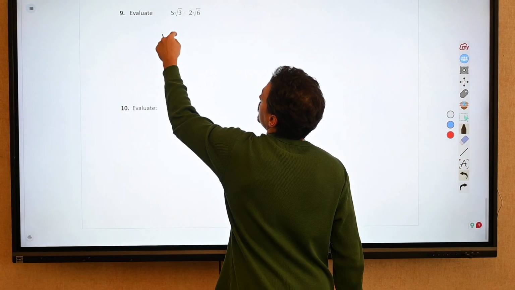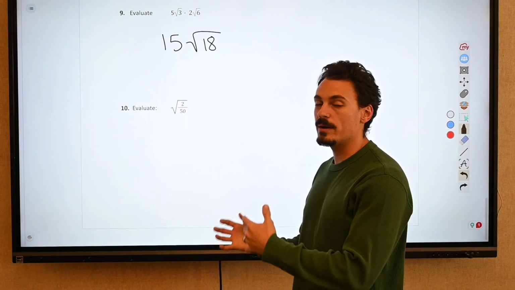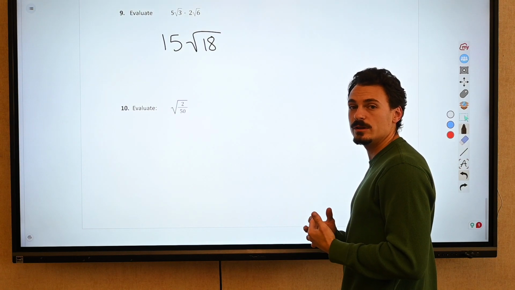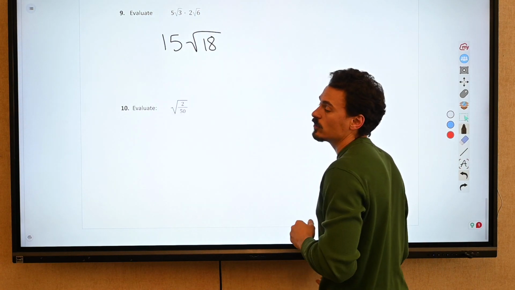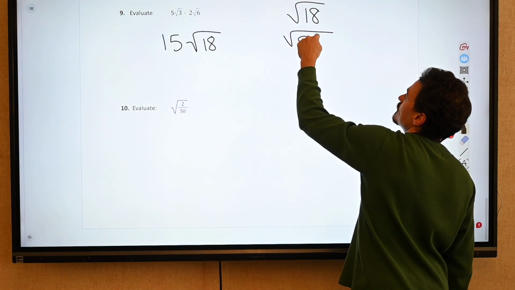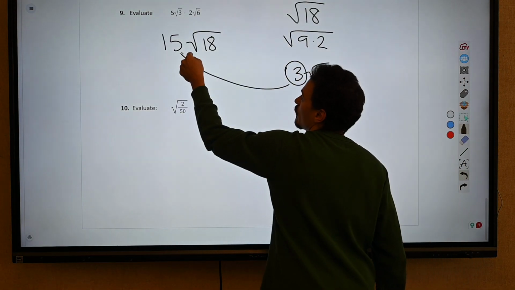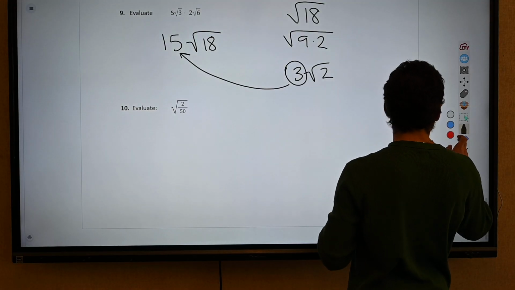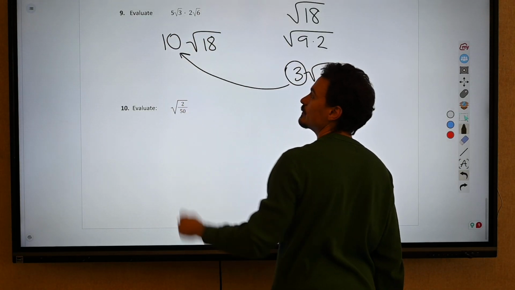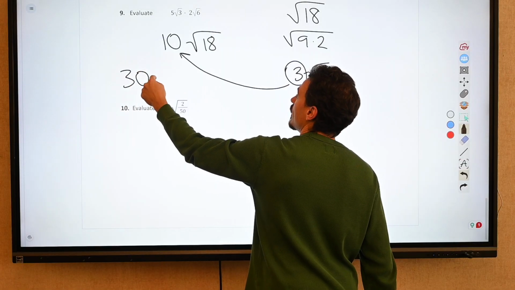Okay, this gives us 15 root 18. So whenever you can multiply radicals, you can multiply the coefficient and then multiply what's inside the radical, as long as the radical is the same root. So these are both second degree root radicals. And then 18 can be written as 9 times 2, so 3 root 2. Take that 3, multiply it with the, ooh, that's a mistake. 5 times 2 is 10. Sorry about that. But then 10 times the 3 gives you 30, and then I have root 2.